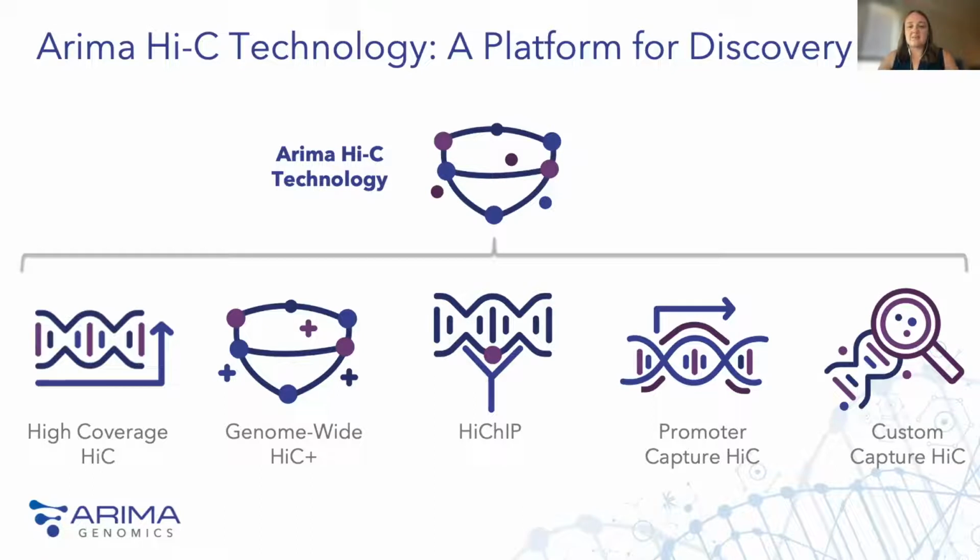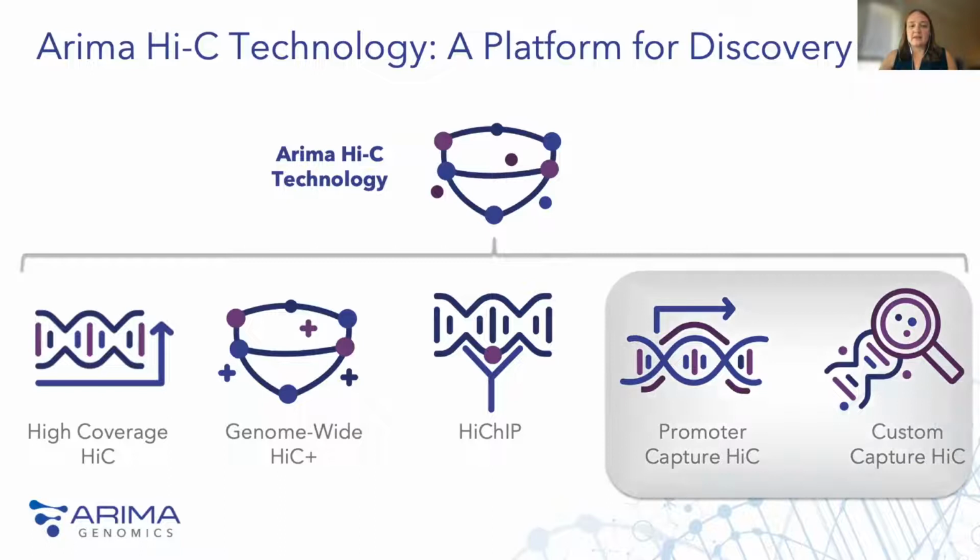Hi-ChIP essentially combines ChIP-seq with our core Hi-C technology to enable the detection of 3D genomic interactions that are associated with the binding sites of DNA-associated proteins. Capture Hi-C then similarly uses probes to capture and enrich for genomic regions of interest in a Hi-C library.